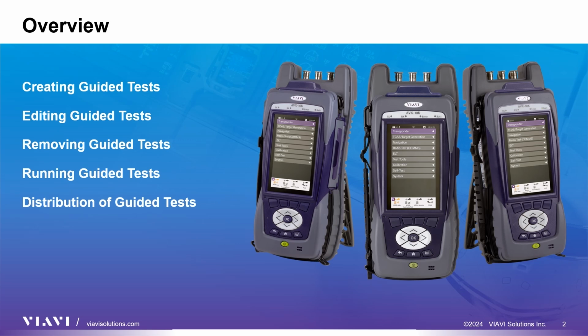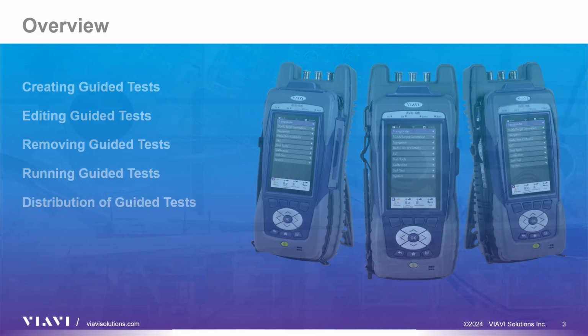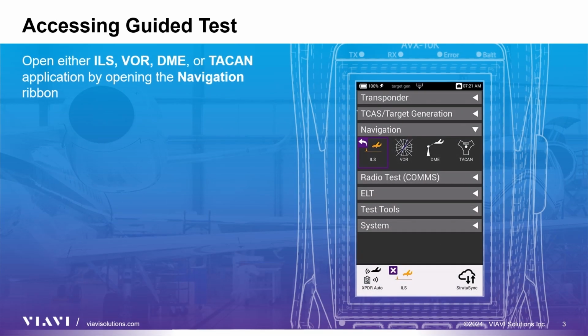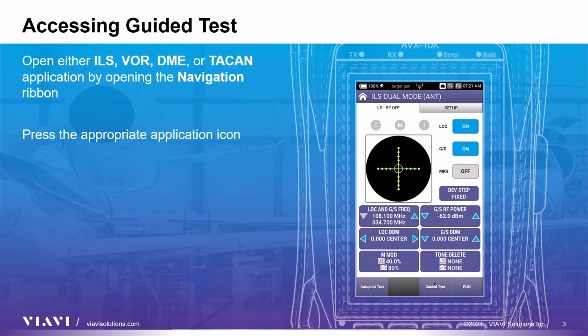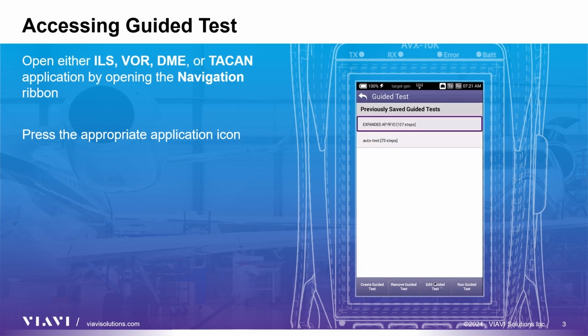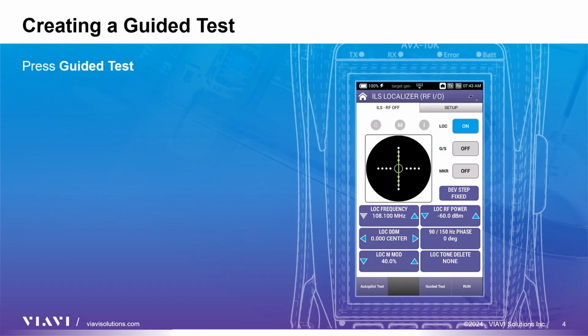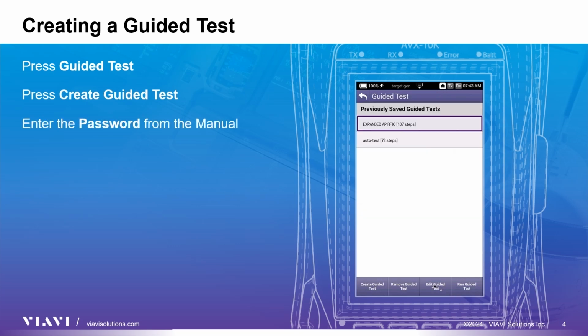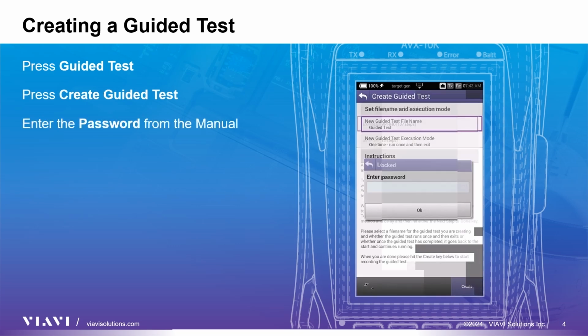The guided test feature is currently available for the ILS, VOR, DME, and TACAN applications. After turning on your test set, run one of the supported applications. Here we will run the ILS application. Press the guided test button to access the guided test menu. To create a guided test, press the Create Guided Test button and enter the password as found in the manual.